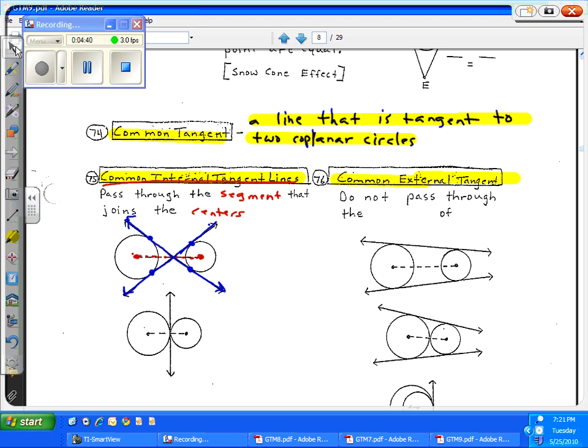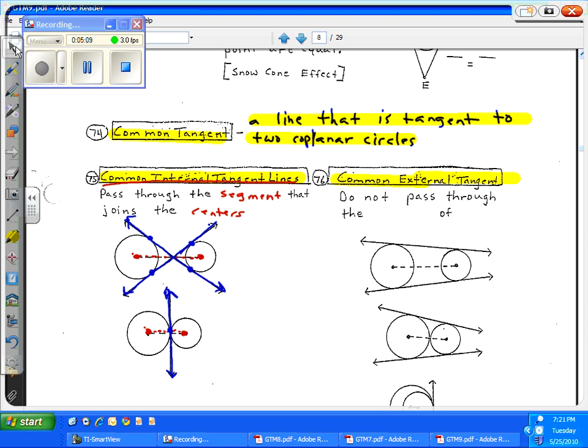If you look at the two circles down here at the bottom, the segment of centers is here. There's one line that we could draw that's tangent to both, intersects those both at one point. The point of tangency would be the same point for both circles. That also is a common internal tangent line because it passes through the segment of centers.